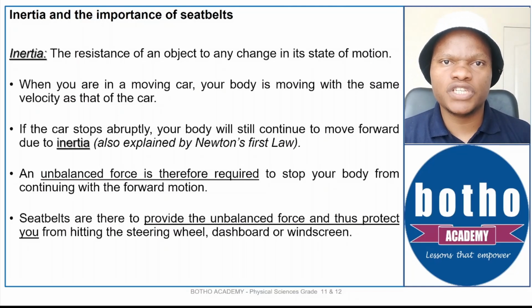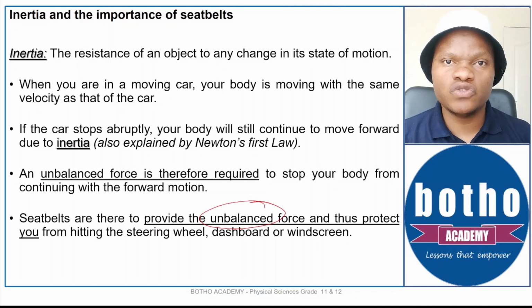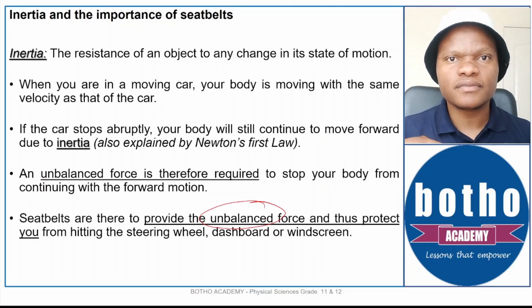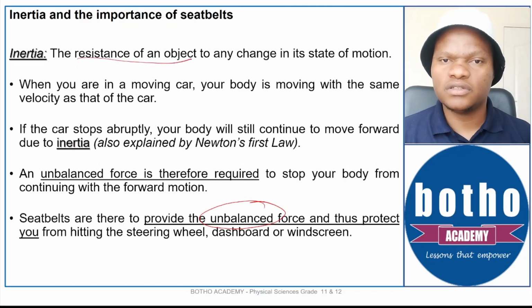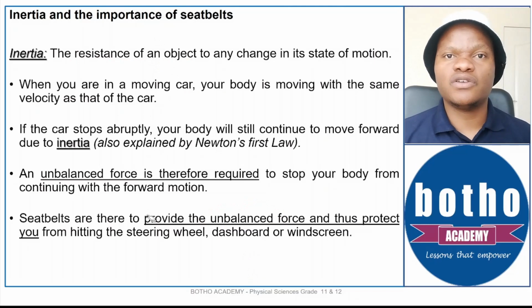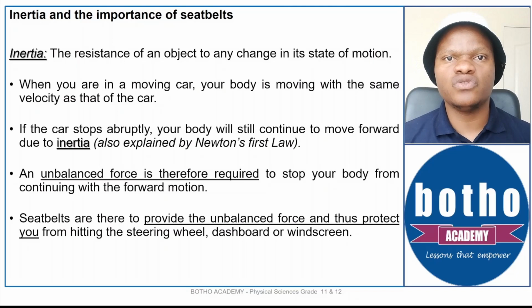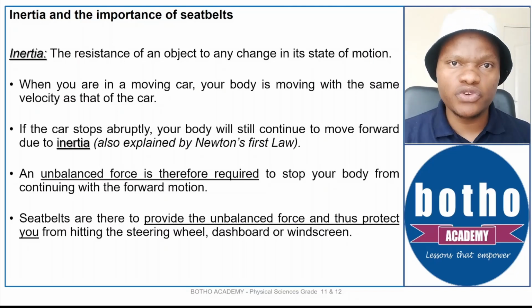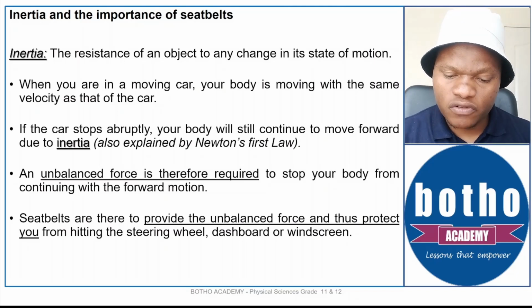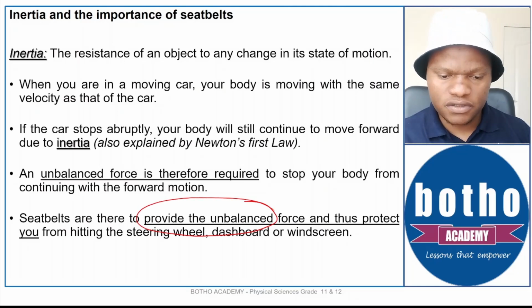So this is the purpose of seat belts. Seat belts are there to protect you by providing an unbalanced force which will protect you from continuing with your motion, as explained by Newton's first law and together with the definition of inertia. This is something that you also need to understand. I don't want learners to keep on losing marks when they are asked to explain the importance of seat belts. They are there to protect you from continuing moving forward by doing what? By providing an unbalanced force that is going to pull you backwards instead of your body continuing to go forward.